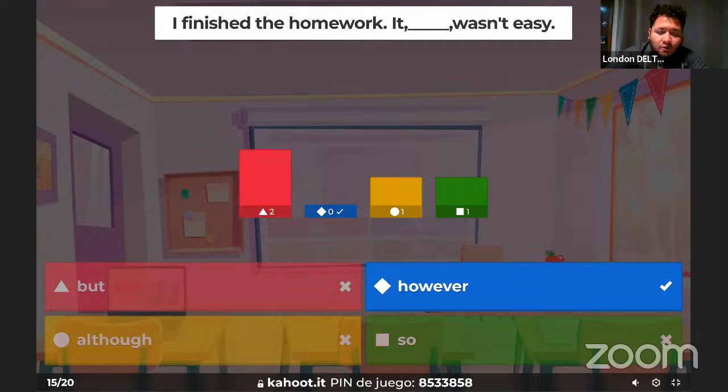I finished the homework. I don't got one. Ok, esta oración puede ser de esa forma, pero es raro. Ok, check. I finished the homework. Aquí sí tendrías que poner coma. It, de nuevo coma. However, coma. It, however, wasn't easy.